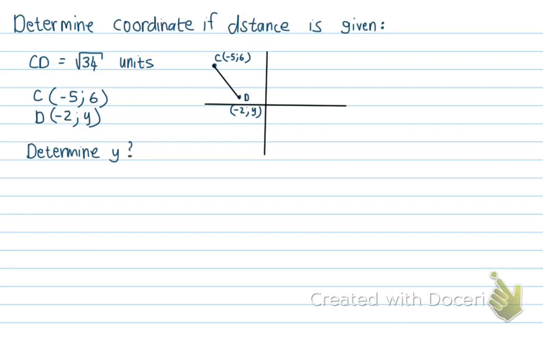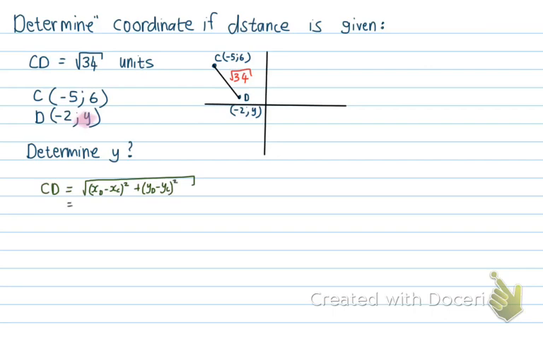Let's remember they said that the distance is square root 34 between them. Let me just make that clearer: 34, square root of 34. Now I have to determine y. So let's write down the formula for determining CD. The distance formula is the square root of xd minus xc squared. Please study this formula, you need to know it. Plus yd minus yc squared.